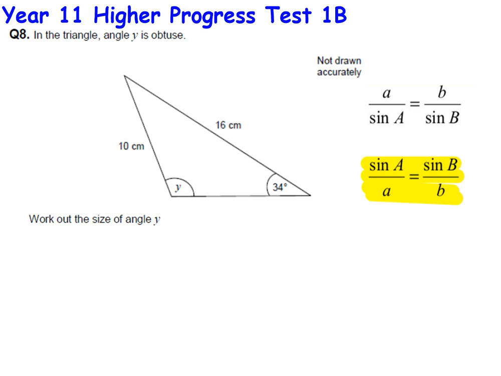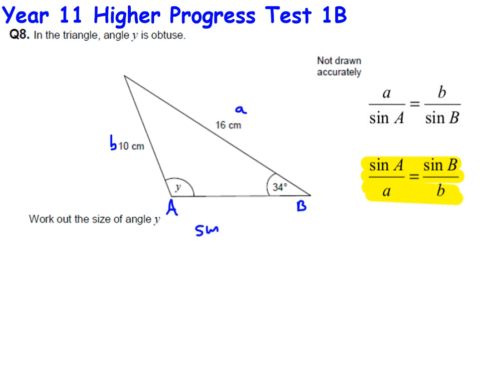So first thing we need to do is label our triangle. We label angles with a capital letter. So angle Y is A, and that means the corresponding opposite side is going to be lowercase a, and this angle 34 is going to be B. So that means that the 10 centimeters is going to be b as well. Now, knowing this, we're going to substitute this into the formula that we've highlighted.